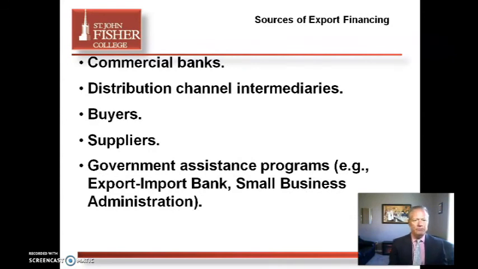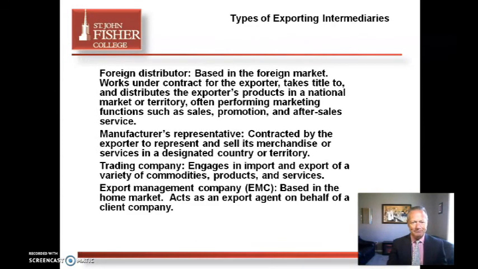Export financing usually comes from commercial banks or it comes from the company itself. Sometimes it comes from the buyers, where they can get cash up front before delivering the materials, which would allow for financing. Sometimes they can get it from suppliers, not very often though. Oftentimes a supplier will not, in such a risky business, lend credit. Sometimes it's government assistance, and sometimes it's a channel intermediary who will finance it if they think it's lucrative enough to do that.